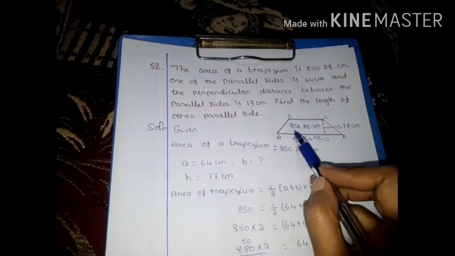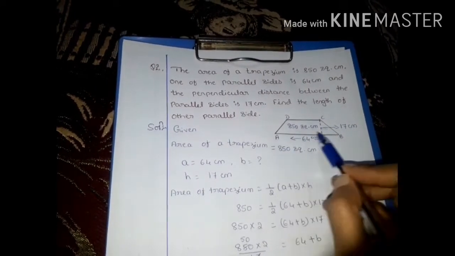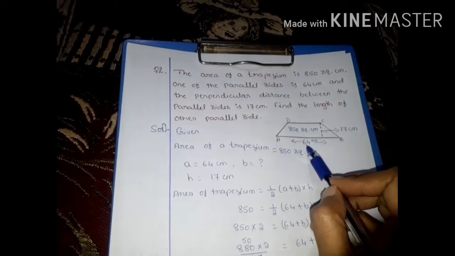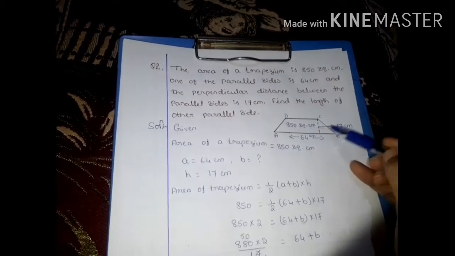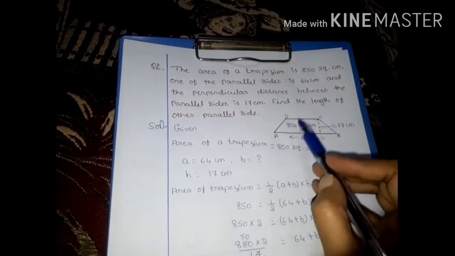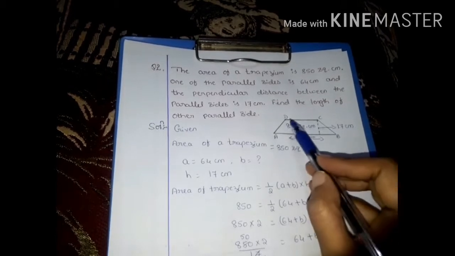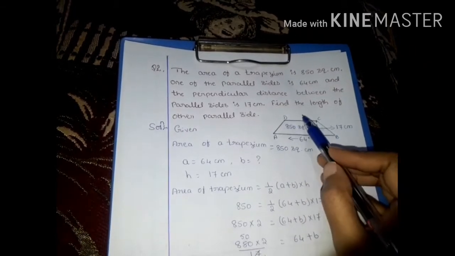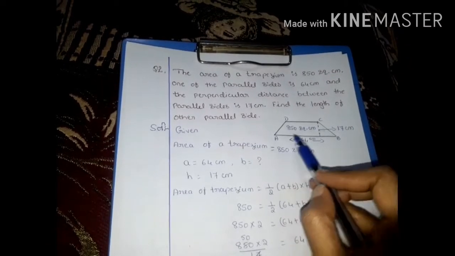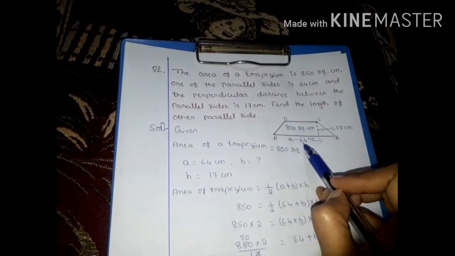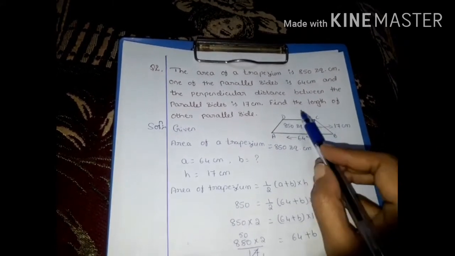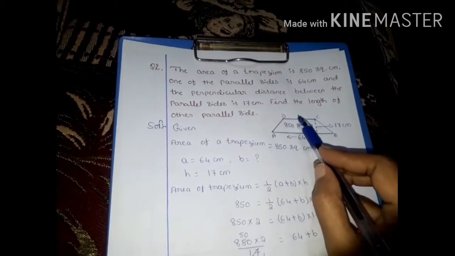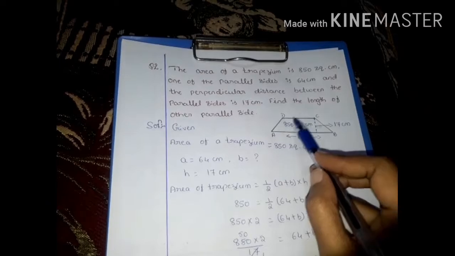In the figure, the area of the trapezium is already given, 850 square centimeter. One of the parallel side lengths is given, 64 centimeter. The perpendicular distance between two parallel sides, nothing but the height of the trapezium, is 17 centimeter. You have to find the length of the other parallel side, nothing but the length of DC. This length you have to find. Consider the length of the given parallel side as A, that is 64 centimeter. Height is equal to 17 centimeter. You have to find the length of the other parallel side, B. Area is already given.